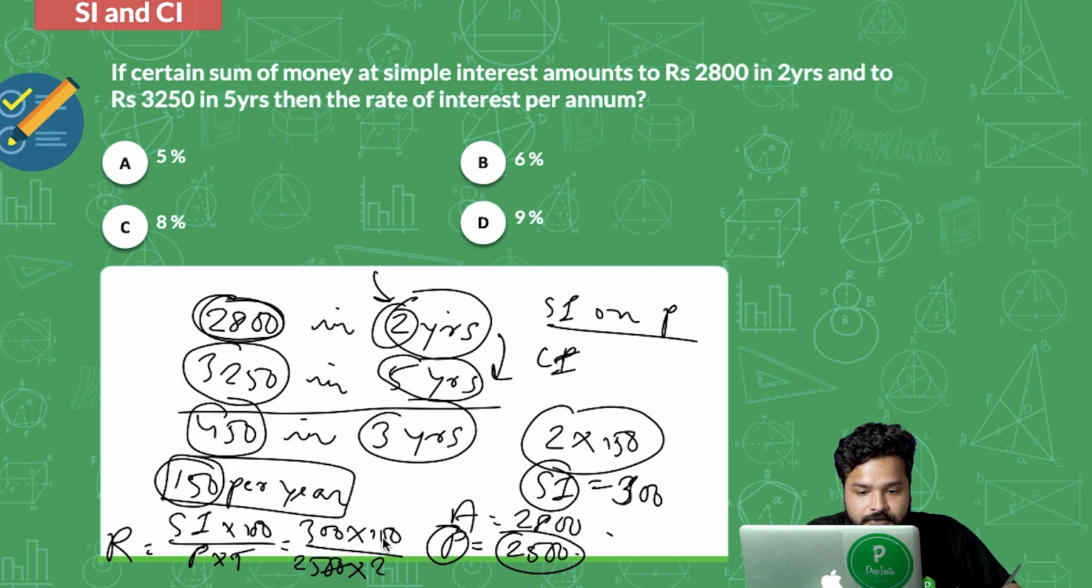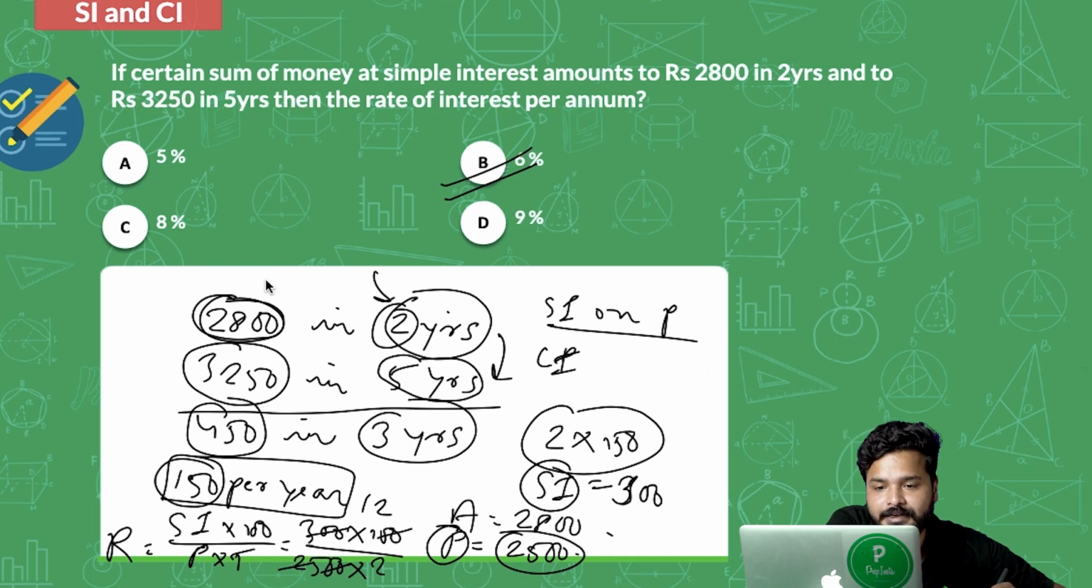So the zeros cancel. This gives 12. So 12 by 2 is 6. So 6% is the correct answer, right? So the only thing to be noted here is this.